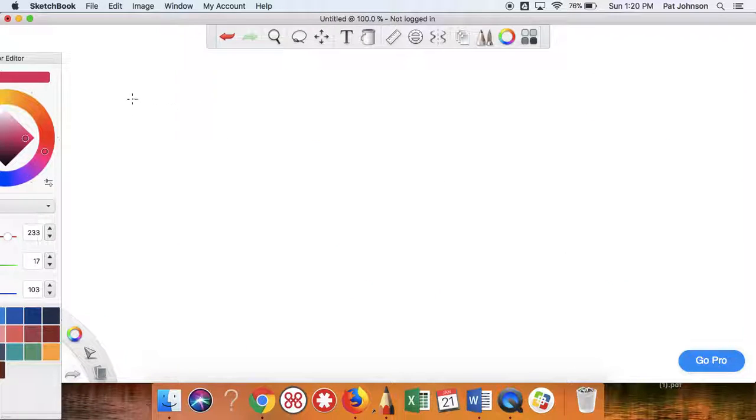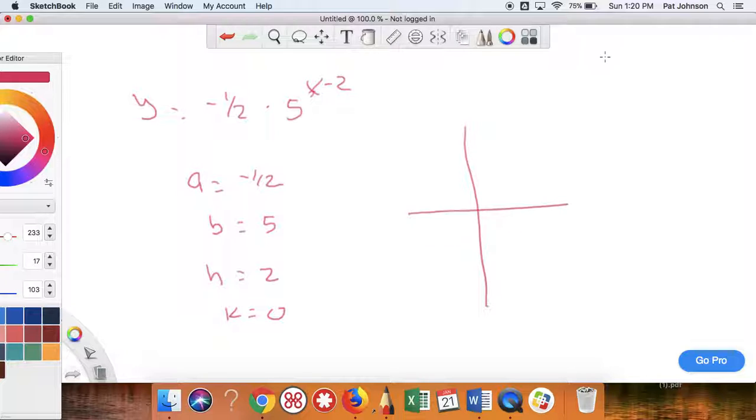Let's look at this next one. y equals -1/2 times 5 to the x minus 2. Well, I can identify the transformations. I can say a equals -1/2, b equals 5, h equals 2, and k equals 0 because there is no vertical. There's no plus or minus out here. So we can take our (0, 1), our (-1, 1 over b), and b is 5, so it's 1 over 5, and (1, 5). This is x, and this is y.